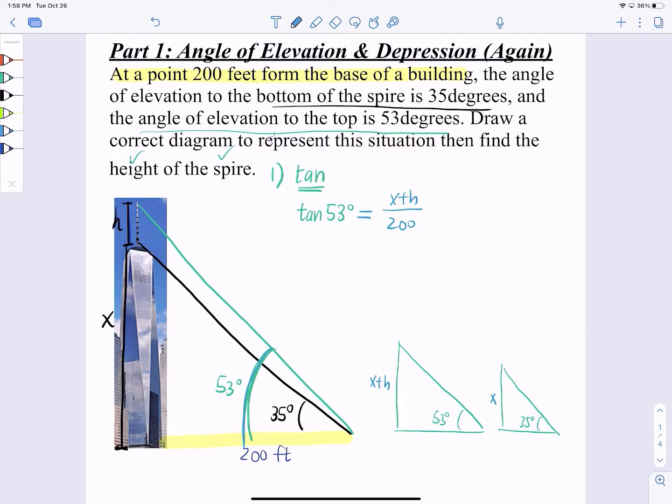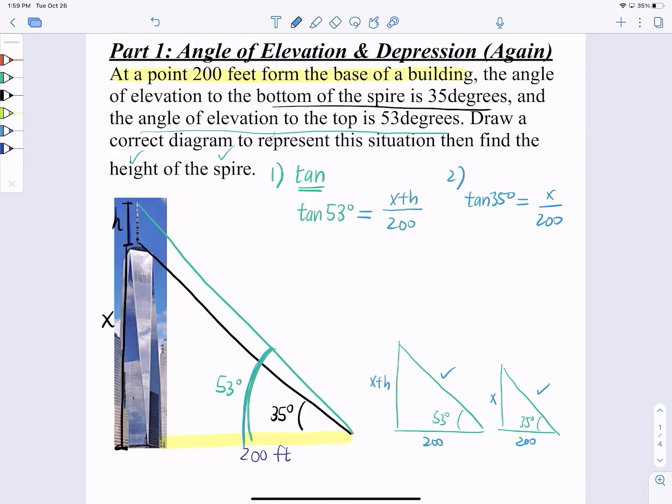But you guys, don't we have another tangent that we need to establish, right? We need tangent of 35 degrees, which is x over, oh, we forgot to write 200 feet here. 200 feet there. Everyone good so far? I hope so. Now, if you are struggling right now, then stop the video and try to make sense of it. Now, you have two algebraic equations, and you see that they have a common variable, x. So maybe we want to make the x's equal to each other.